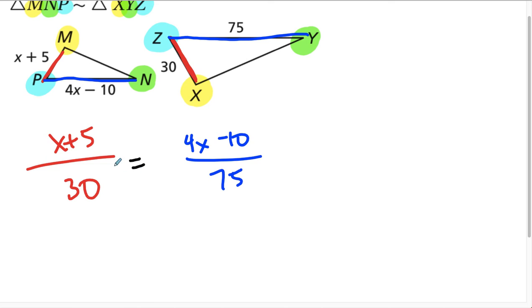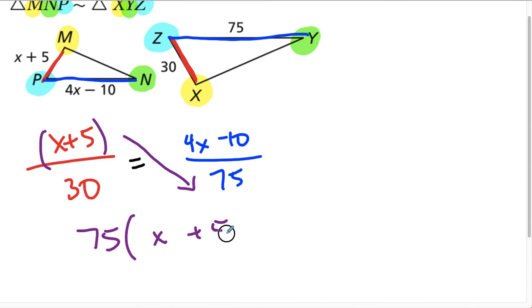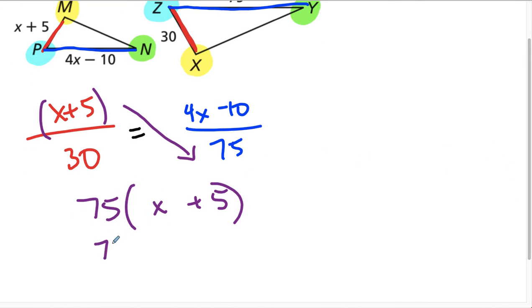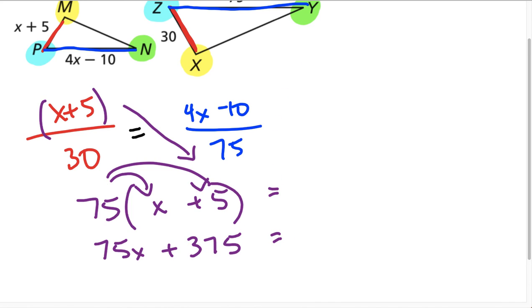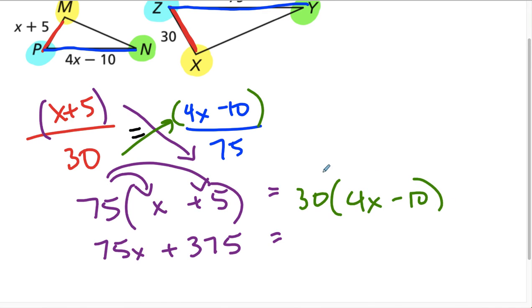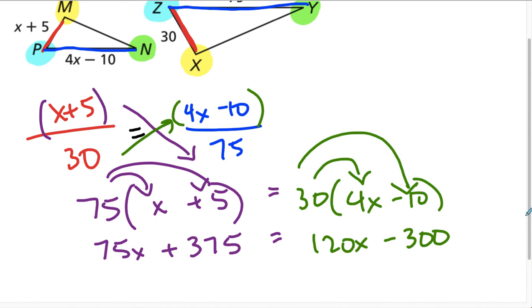Now let's cross multiply. So we're multiplying these two. This is an expression by the 75. So 75 times x plus 5. Let's do that one first. That becomes 75x, and 75 times 5 becomes 375. Let's take a look at the other side. Now we multiply 30 by 4x minus 10. So 30 times 4x is 120x, and then 30 times negative 10 is negative 300.